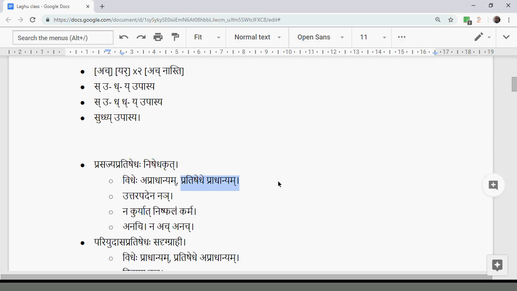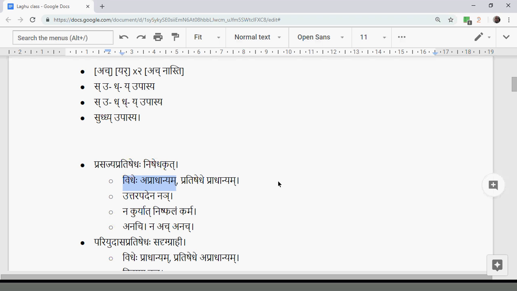It is negating ach when ach does not follow. That's all it is saying. Pratisheda has been done. Ach should not follow. That is the rule, anachi cha. Ach should not follow. That's all. So, pratishede pradhanyam, vidhe apradhanyam. There is no vidhi being said, as vidhi is not pradhana there.